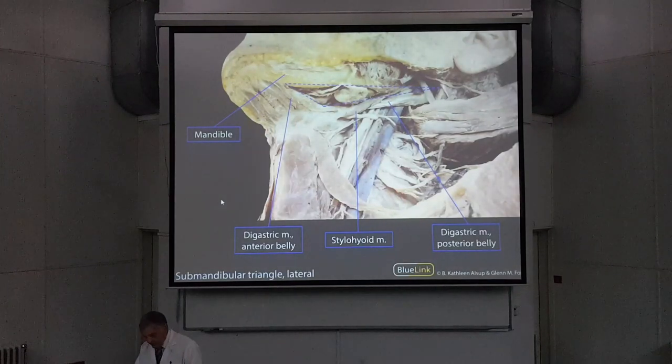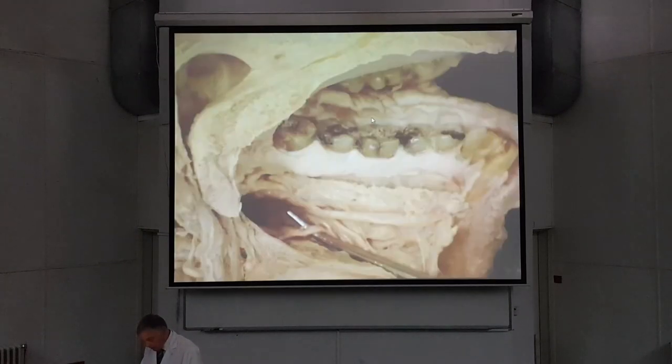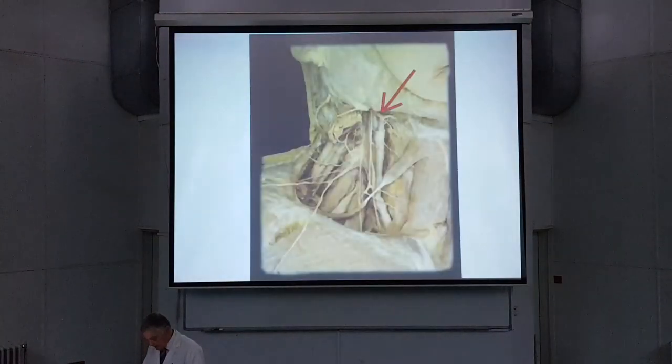Here's the mandible. Okay, and here's the carotid, common carotid artery, and here's a nerve crossing the beginning of external and internal carotid artery. Therefore, this is the hypoglossal nerve. The hypoglossal nerve gets into the mouth and enters the tongue and supplies the extrinsic and intrinsic muscles of the tongue.